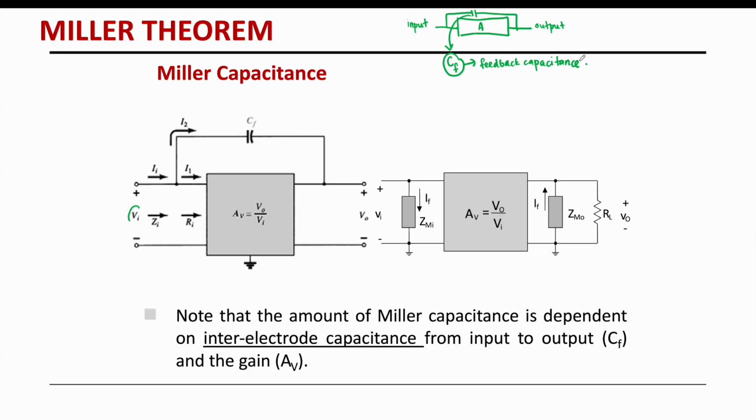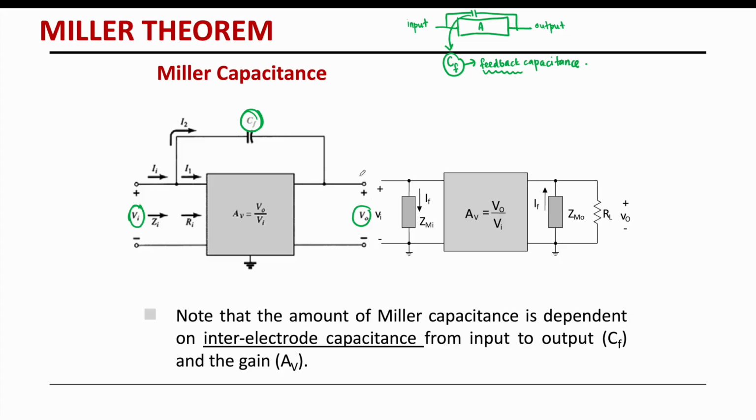Alright, so the effect of the feedback is usually between the input and the output. Since we have capacitance, that's why it is given as a capacitance. So feedback between the input node and the output node of an amplifier.